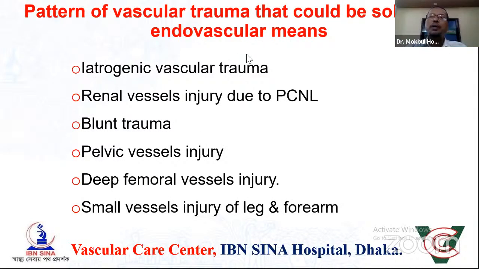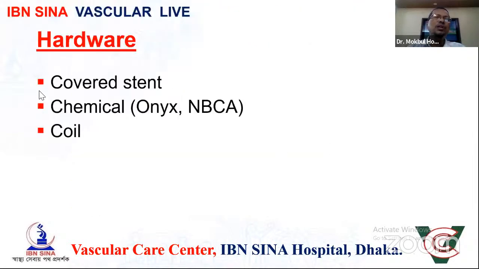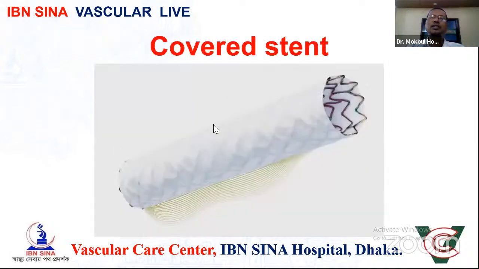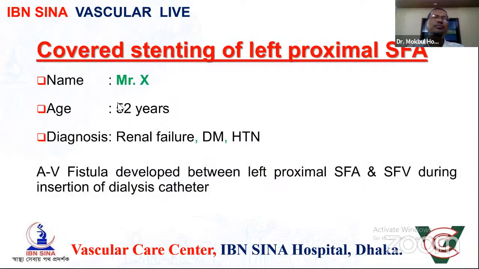Patterns of vascular trauma that could be solved by endovascular means: iatrogenic vascular trauma, renal vessel injury due to PCNL, blunt trauma, pelvic vessel injury, deep femoral vessel injury, and small vessel injury of the leg or forearm. The hardware needed for these endovascular means: covered stent, chemical agents like NBCA, and coil. This is a picture of a covered stent.